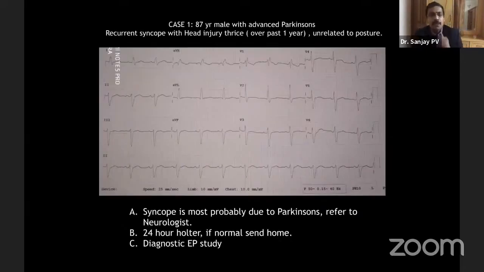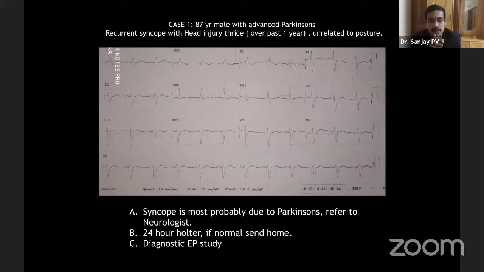Yeah. So first of all, this is an 87-year-old male with advanced Parkinson's. He never had syncope the year before. Only for the past 1 year, he has had syncope 3 times, and the syncopes are unrelated to posture. The Parkinson's has been there for 10 years. For 9 years, he was absolutely okay. For the last 1 year, 3 times, head injury, unrelated to posture. So this is his baseline ECG. You can all have a look at the ECG.